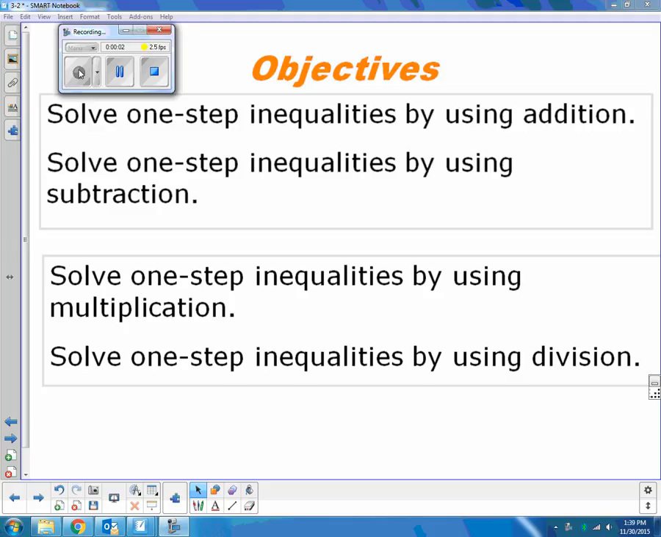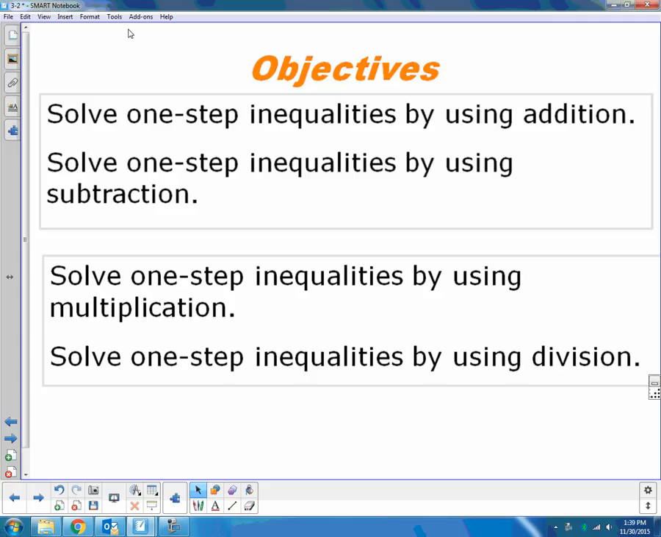But so in class, we looked at graphing inequalities. What does it mean to graph an inequality, to have that arrow, which direction does it point, and should we have an open circle or closed circle? We looked at all those different things yesterday, or in class today, I guess. We're going to be looking at solving one-step inequalities using addition, subtraction, multiplication, and division.